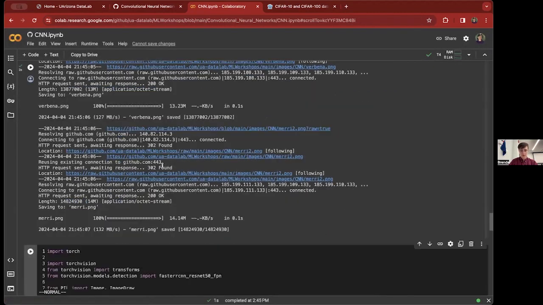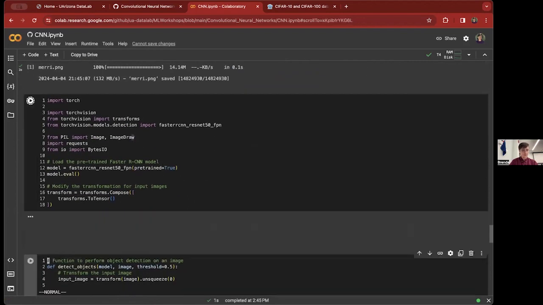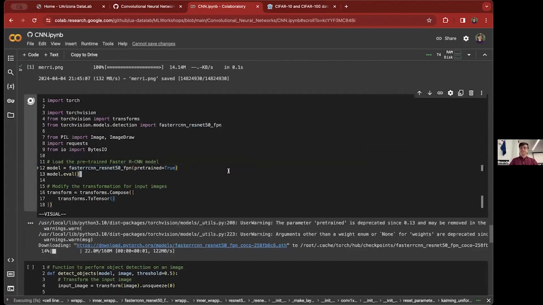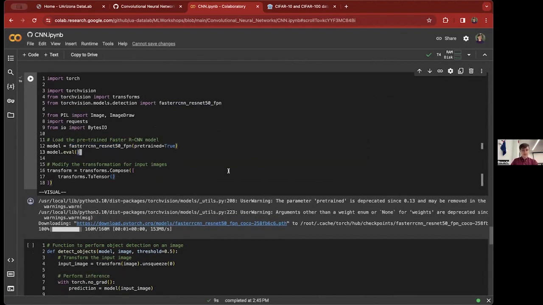Okay, so we just got these 4 images that we can use for testing. Here, in this location, we are downloading this model. It's the ResNet 50 Faster R-CNN. It won't take that long to download.